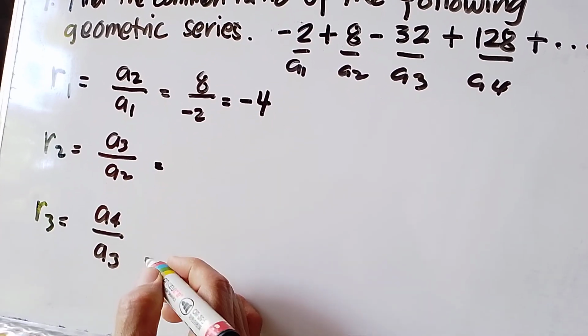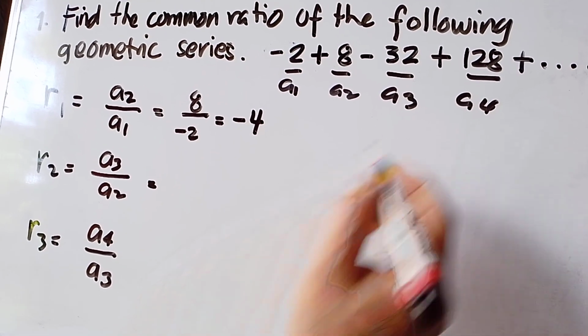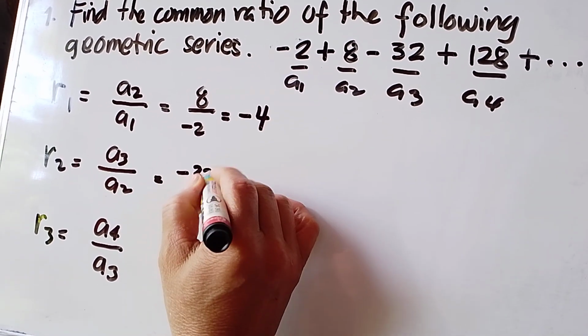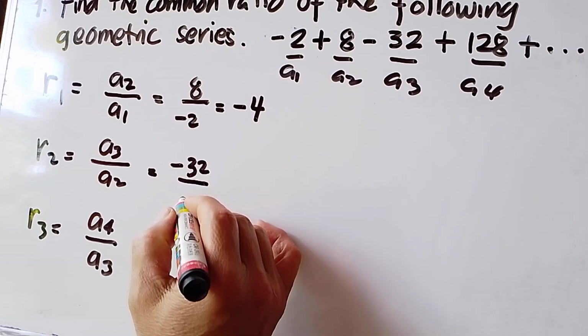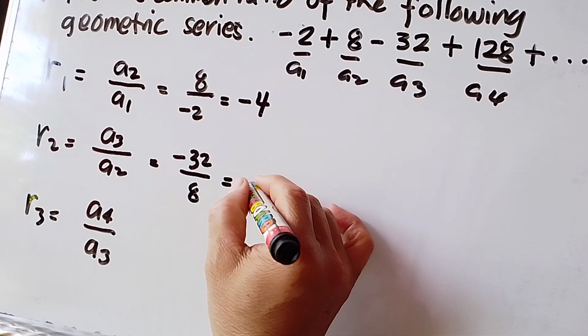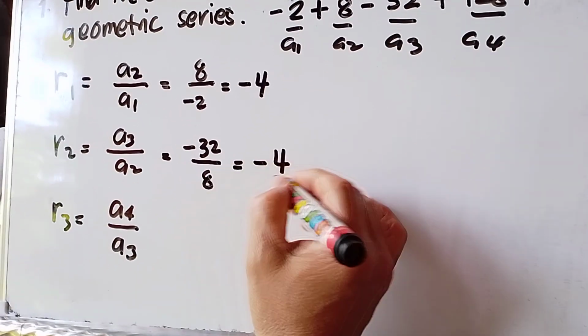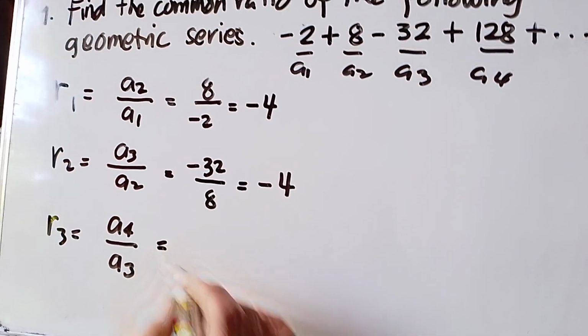Now let's go to ratio number 2. A3 over A2. So our A3 is negative 32, and then A2 is positive 8. So again, negative divided by positive is negative. So 32 divided by 8 is 4. So I have here negative 4. How about the last ratio?